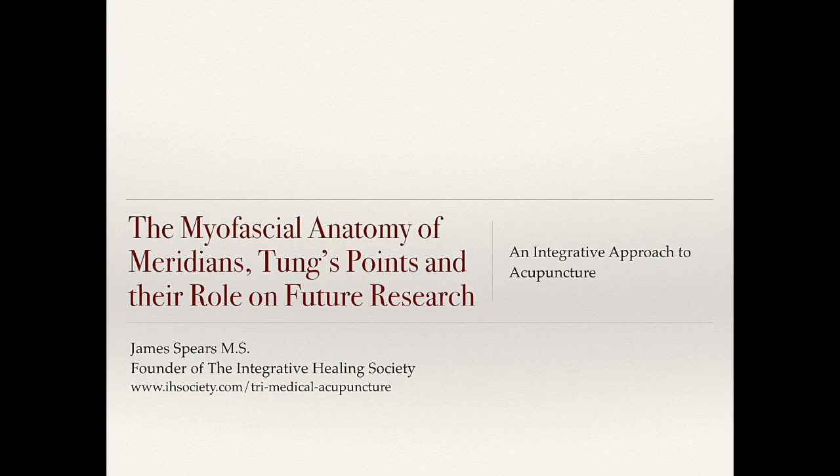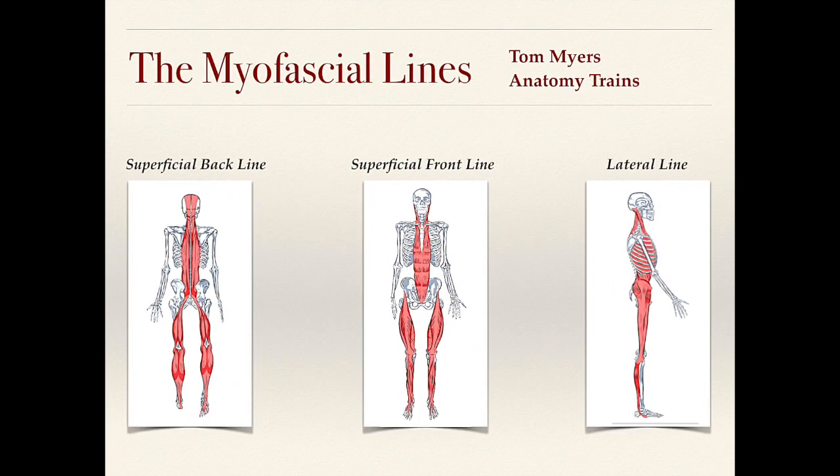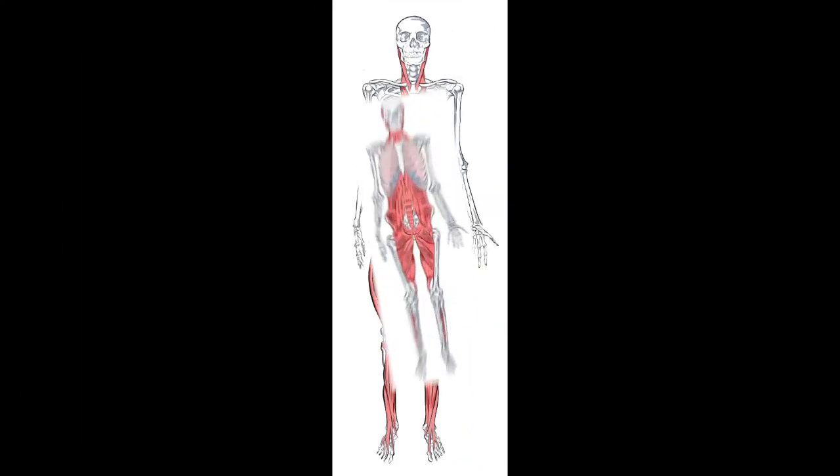This presentation is on the myofascial anatomy of meridians, Tung's points, and their role in future research. This is given by James Spears, the founder of the Integrative Healing Society. These are the myofascial lines as spoken of by Tom Myers in his book Anatomy Trains. This is the superficial back line, the superficial front line, and the deep front line.